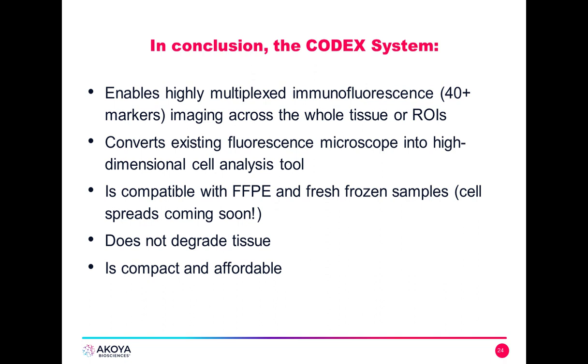So in conclusion, the CODEX system enables highly multiplexed immunofluorescence for over 40 markers imaging across the whole tissue or in selected regions of interest. It allows for conversion of existing fluorescence microscope into high-dimensional cell analysis tool. It's compatible with FFPE and fresh frozen samples, and we're soon coming out with cell spread compatibility. It does not degrade the tissue, and it's compact and affordable.